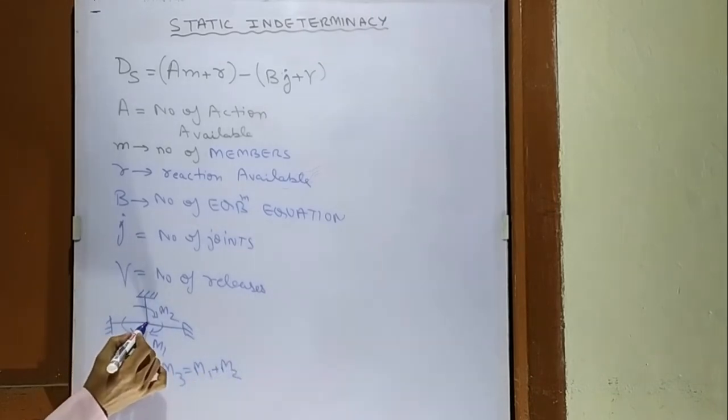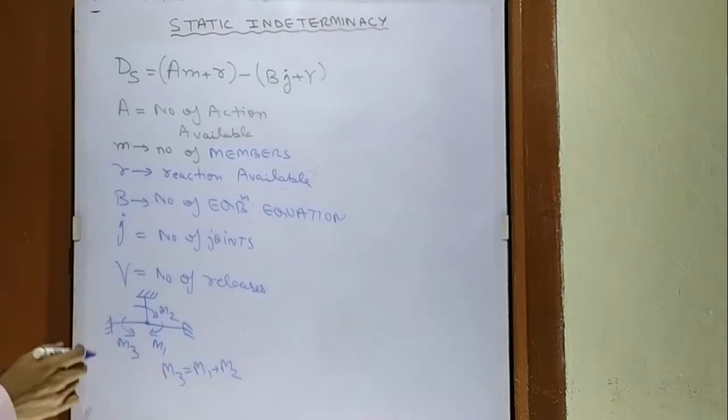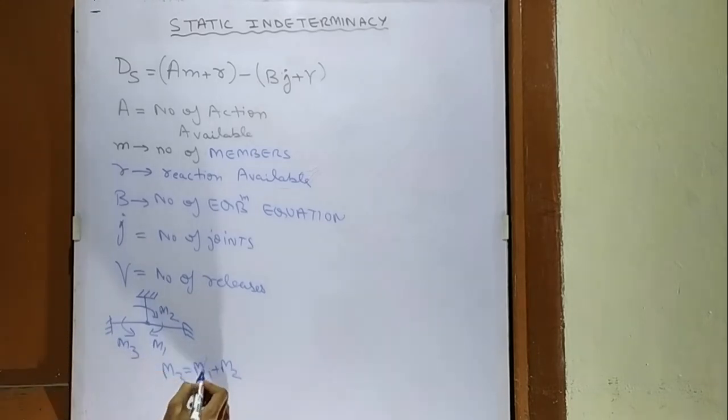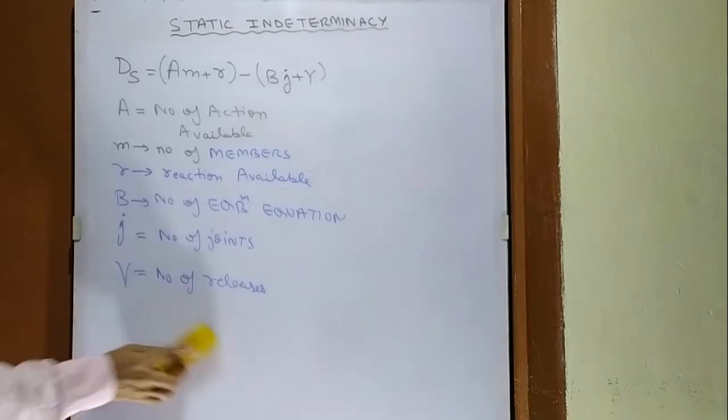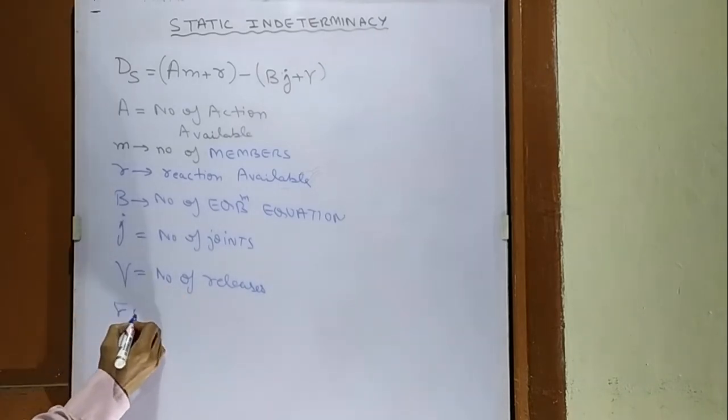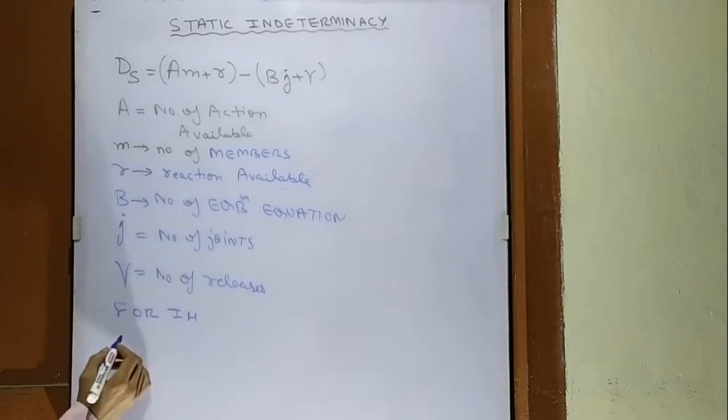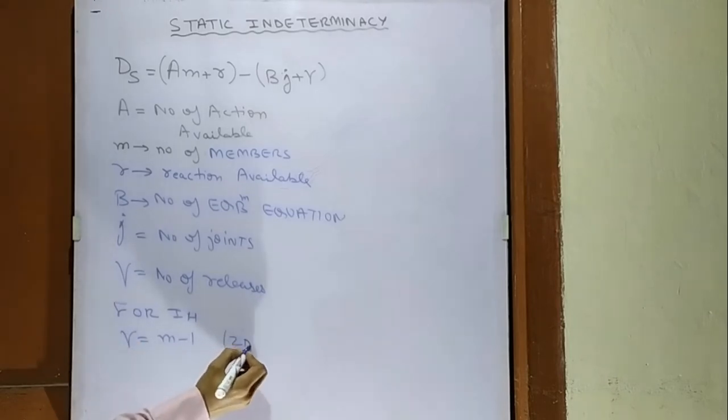Now if we put a hinge at this joint, what will happen? This hinge will make M1 0 and M2 will also be 0. So from this equation we can say that M3 will also be 0. So a hinge provides two releases at this joint. Now we can write general equations for the releases from a hinge. For an internal hinge, gamma will be equal to number of members minus 1. This is for the 2D case.